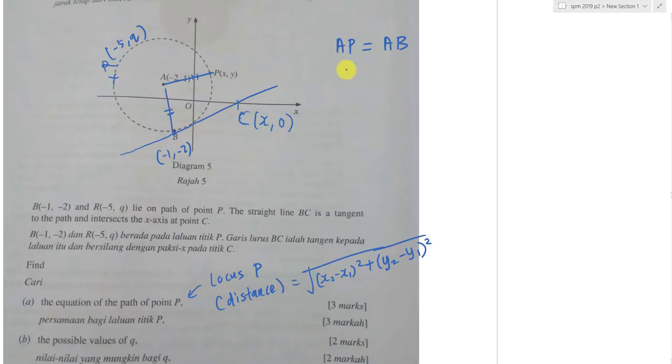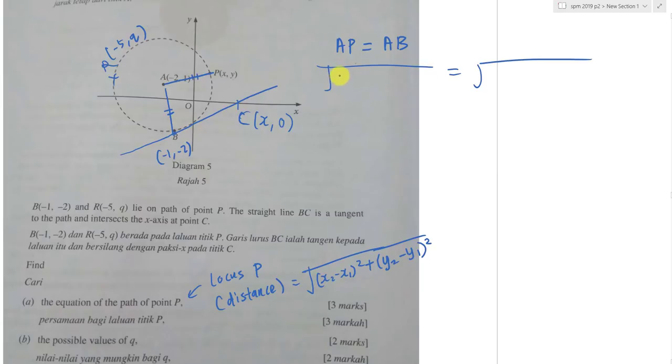Because this is locus, and they are the same distance from A, definitely they are the same. This is just a radius. So I will just form the equation from these 2 distance formulas, and then I solve it, and I will get my locus equation, just like that.